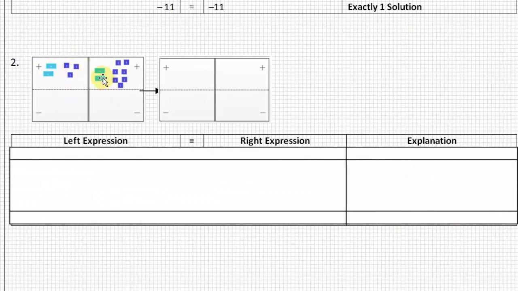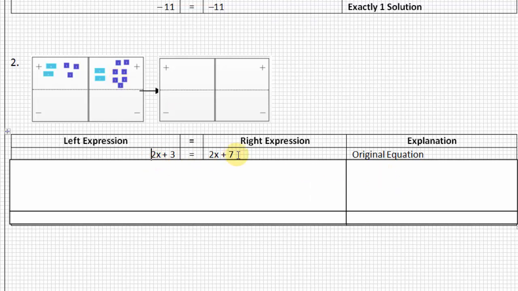So here's our second one. I have it on an expression mat. Go ahead and write down what the equation is going to be, with an expression on the left being equal to the expression on the right. We're going to say that that's our original equation. So I'm looking for something along the lines of 2x plus 3 for the left and 2x plus 7 on the right.